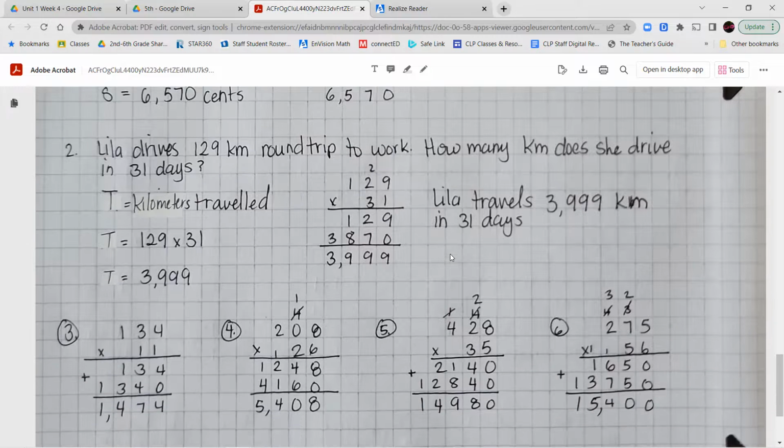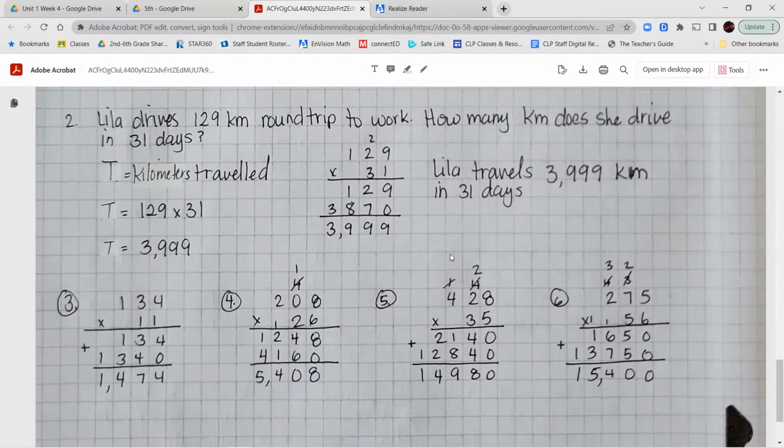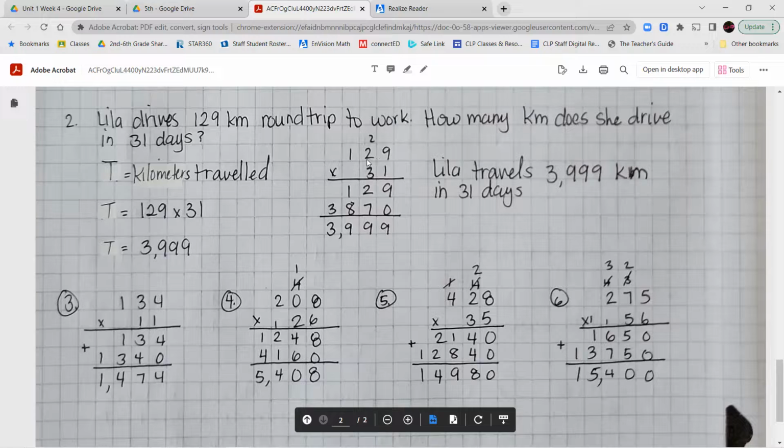For number 2, Lila drives 129 kilometers round trip to work. How many kilometers does she drive in 31 days? So T is going to be the kilometers that she traveled. T is going to equal 129 times the 31 days. By stacking and multiplying using my standard algorithm, I find that she travels 3,999 kilometers in 31 days.